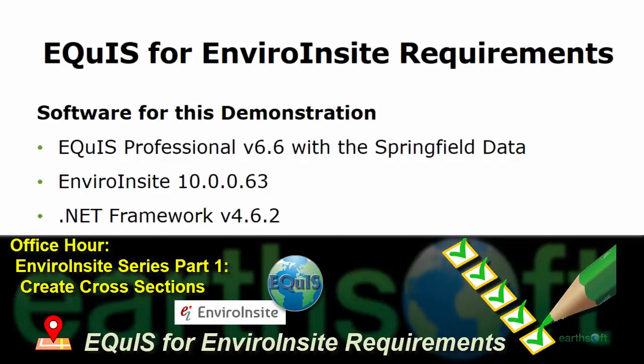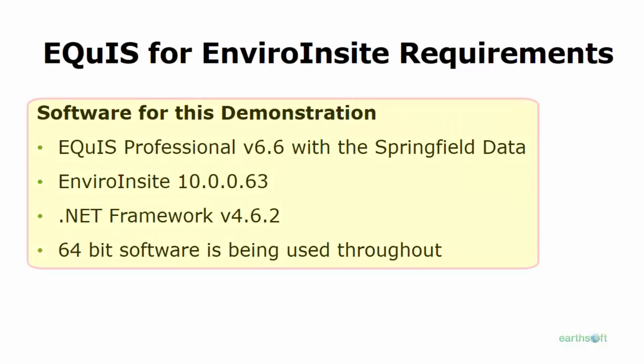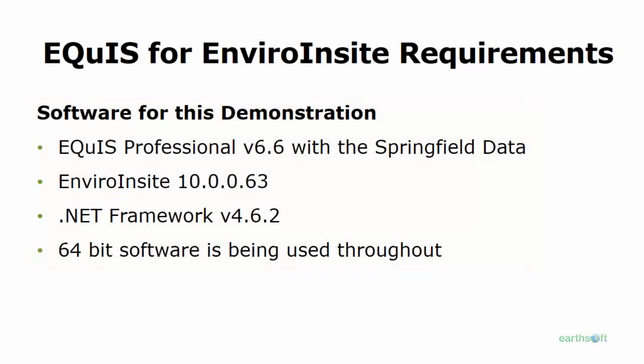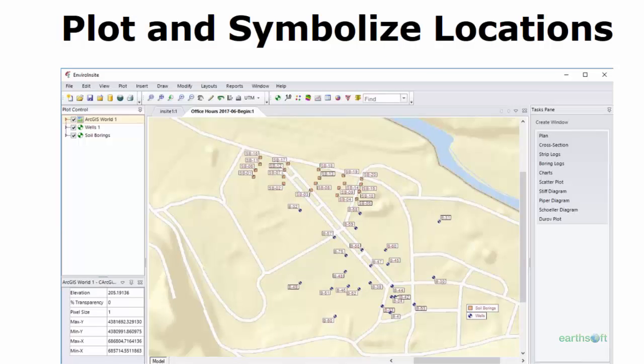For today's demonstration, I will be using Equus Professional 6.6 with our Springfield data set, EnviroInsite 10.0.0.63. I currently have .NET Framework 4.6.2, and all of my software for today's demonstration, including Office 365, is 64-bit software, just to give you a little information on that.